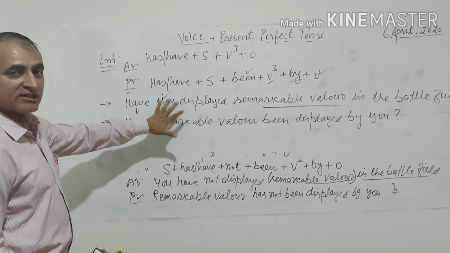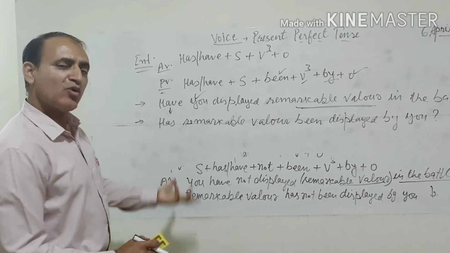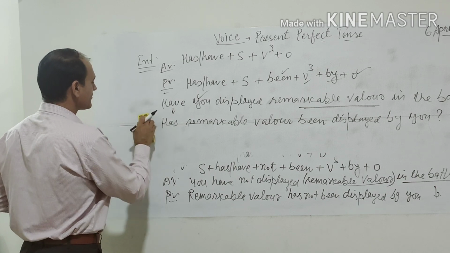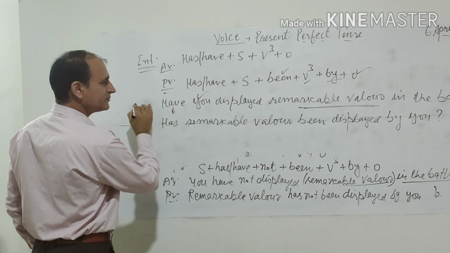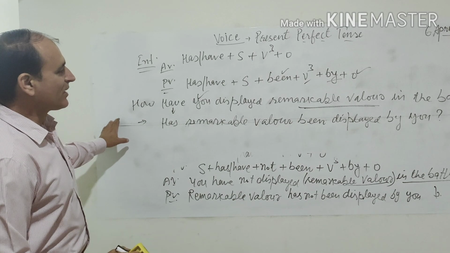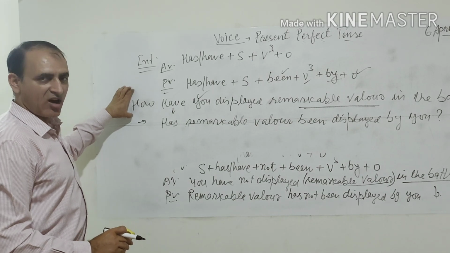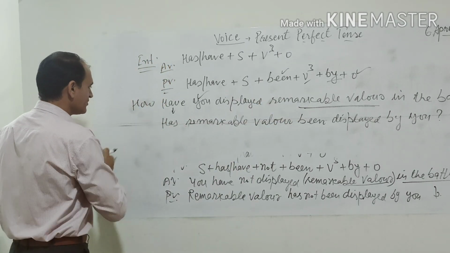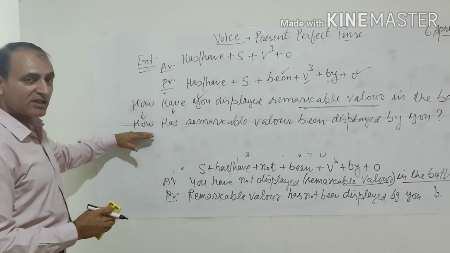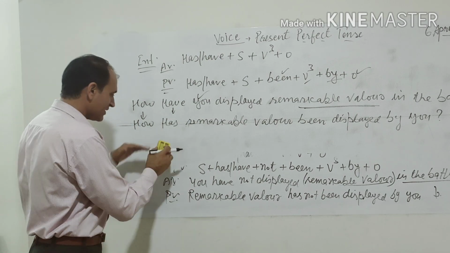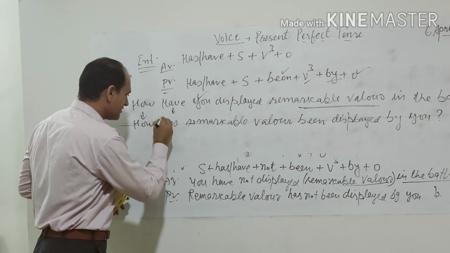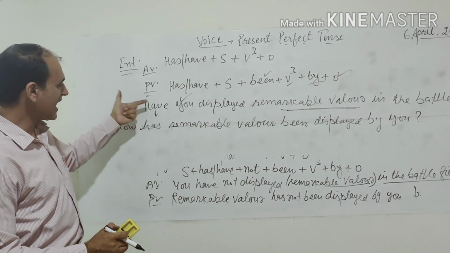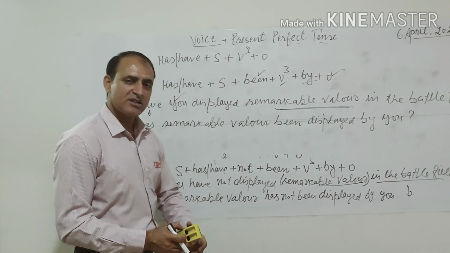But suppose the same sentence begins with a WH word, as we discussed in an earlier video also, then what to do? Suppose the sentence, in place of have you displayed remarkable valor in the battlefield, is how have you displayed remarkable valor in the battlefield? Suppose your sentence begins with how. They want to ask the manner in which the man displayed remarkable valor in the field of battle. So the same WH word we have to retain in the beginning of the sentence itself. So it becomes how has remarkable valor been displayed by you? So in this way you can easily convert whether the sentence begins with a helping verb or with WH words.